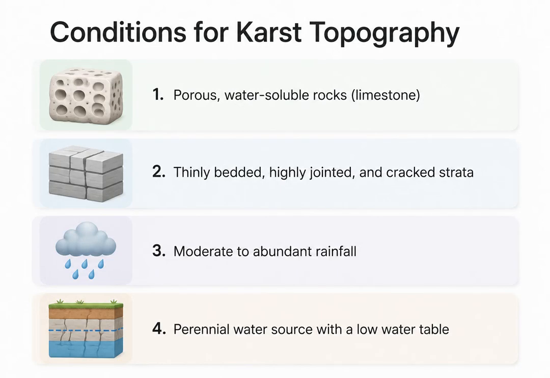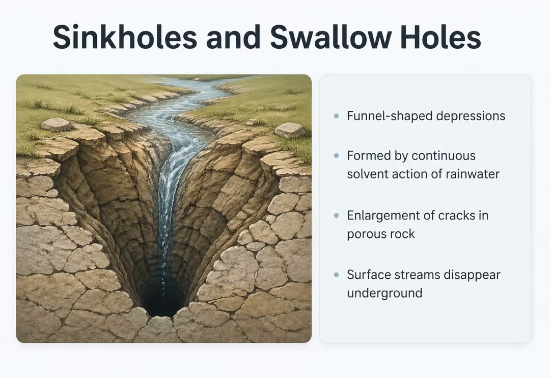Not every limestone deposit will develop into a karst landscape. 4 specific conditions must be met. First, the surface or subsurface must contain porous, water-soluble rocks. Second, the rock strata need to be thinly bedded and highly jointed or cracked, which allows the water to easily seep in. Third, there must be moderate to abundant rainfall to drive the chemical weathering process. And finally, a perennial source of water combined with a low water table is required to continuously erode and carry away the weathered rock. Let's look at the specific landforms created by this process, starting with sinkholes.